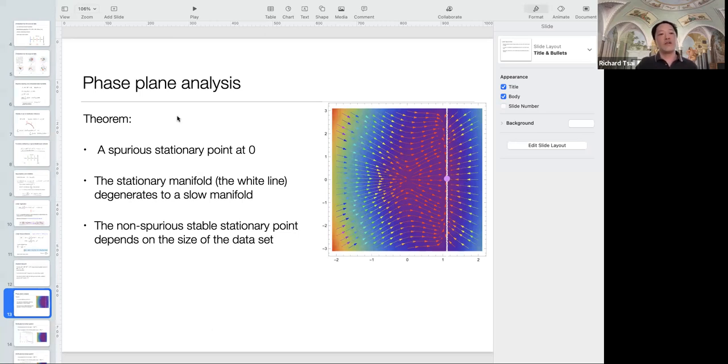So if you read out the theorems that we are able to prove, this is obvious. The first bullet point is obvious: there's a spurious stationary point at zero. And the stationary manifold, this white line, will degenerate into a slow manifold when sigma is not zero.